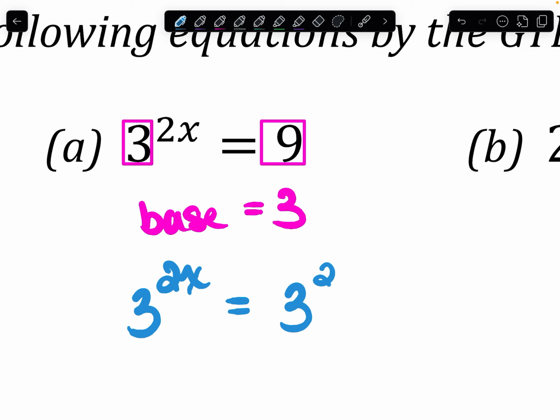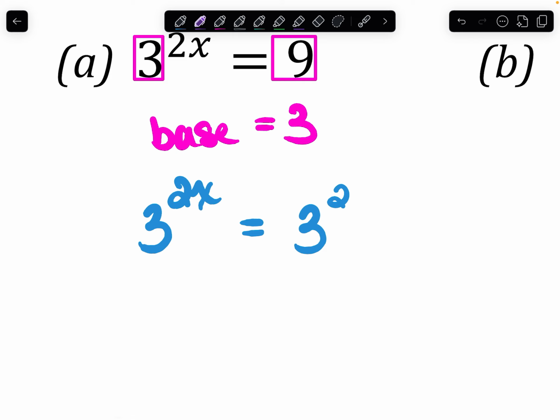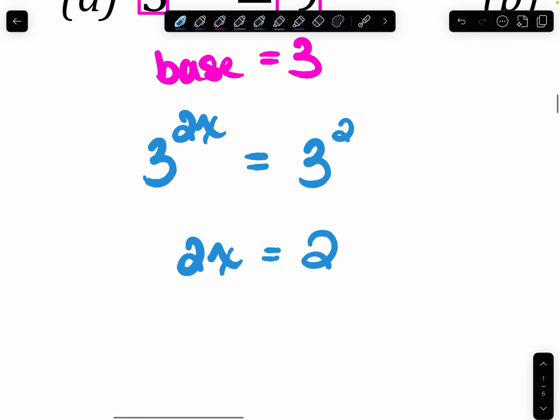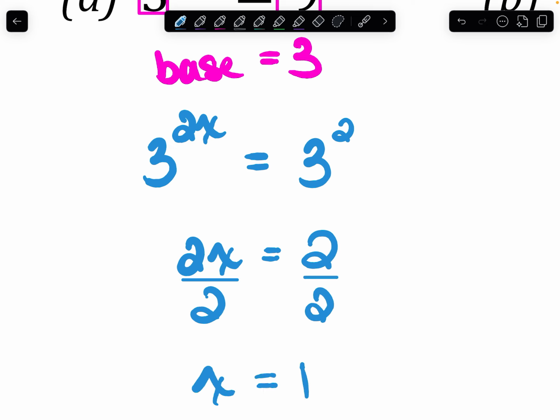Well, it's 2. So now the left and right sides have both been written in terms of a base of 3. So that means we can ignore the bases since they are the same on both sides and just pull the exponents. So that means 2x has to be equal to 2. Then we continue solving for x. So in this case, we divide by 2 on both sides, and 2 divided by itself is 1. So the answer is 1.